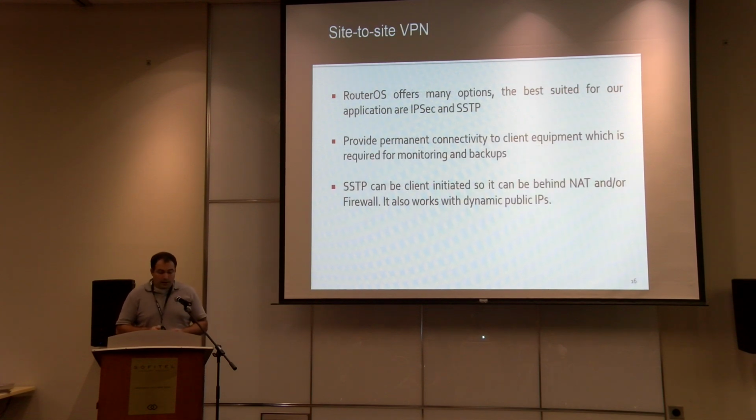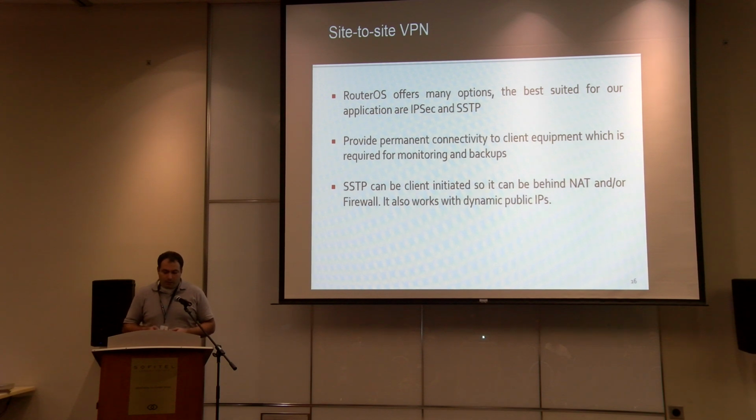So then we get into the VPN. RouterOS, as you know, has many options for VPN. The best suited for our case was IPsec and then SSTP, because IPsec covers a lot, but not all cases. If you have dynamic IPs, if you have firewall, if you have NATing, it might be an issue, whereas SSTP, since it's using SSL, goes through a lot compared to IPsec. So in some clients, we're using SSTP, when we were not able to use IPsec.